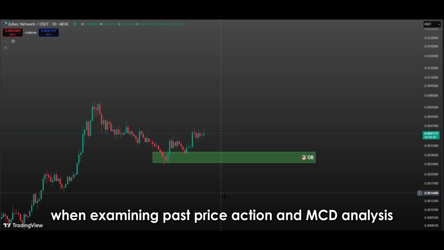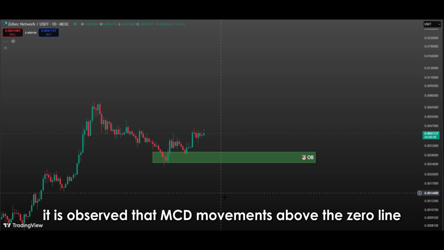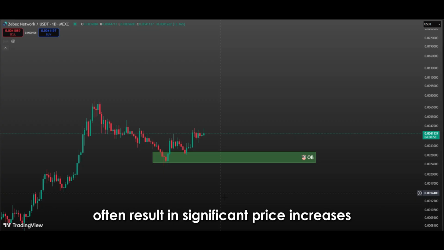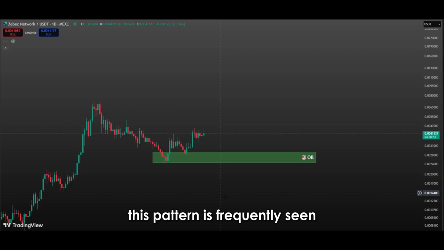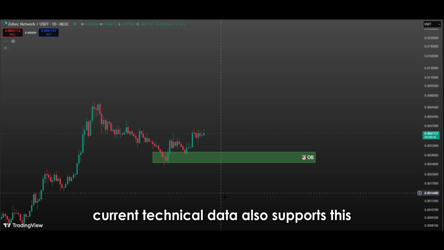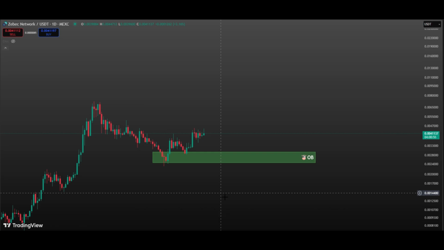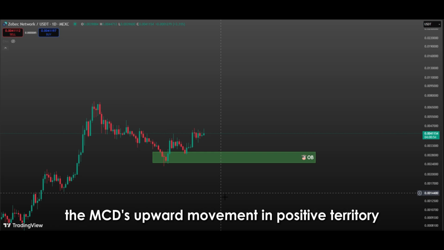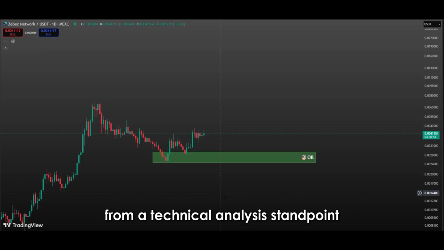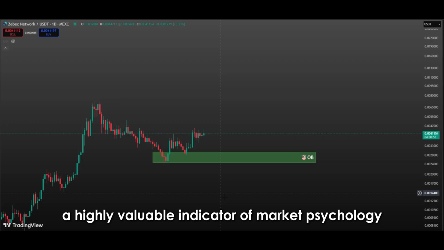Additionally, when examining past price action and MACD analysis, it is observed that MACD movements above the zero line often result in significant price increases. This pattern is frequently seen at the beginning of major rallies. Current technical data also supports this possibility. In this context, the MACD's upward movement in positive territory is not only important from a technical analysis standpoint, but also a highly valuable indicator of market psychology.